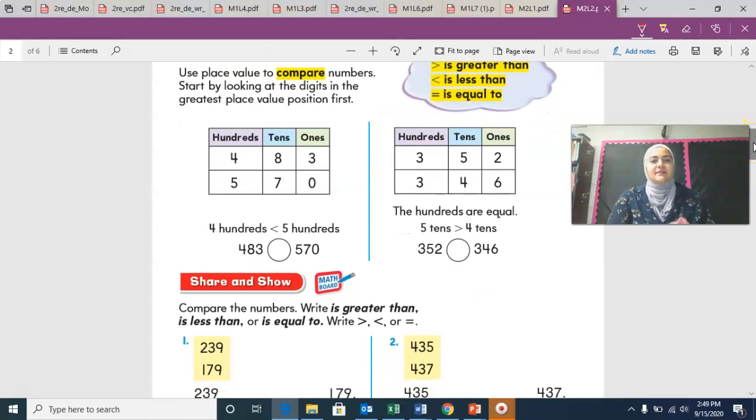Use place value to compare numbers. Start by looking at the digits in the greatest place value position first. So we have the symbols. The symbol is greater than. This one is less than. And of course, that one is equal to.